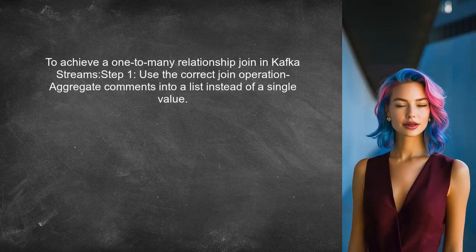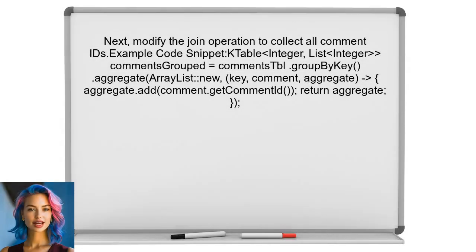To achieve a one-to-many relationship join in Kafka Streams, the user should first ensure that they are using the correct join operation. Instead of a simple join, the user needs to aggregate the comments into a list. Next, the user should modify the join operation to collect all comment IDs for each blog. This can be done using the group by key and aggregate methods.